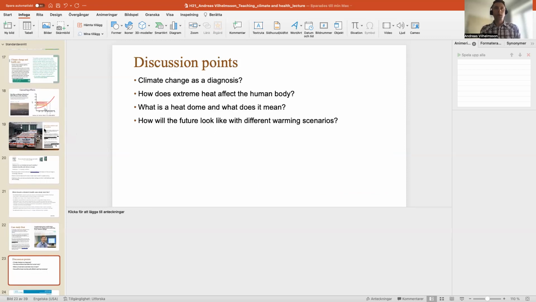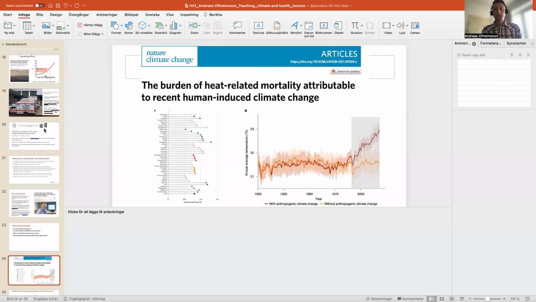And here we could have some discussion points that students could relate to and discuss. How can we use climate change as a diagnosis? Is this viable, and how will we use this in the future? But we can also look at how extreme heat, in this case a heat dome, affects the human body. But also, what is a heat dome and what does it mean? And how will the future look with different warming scenarios?